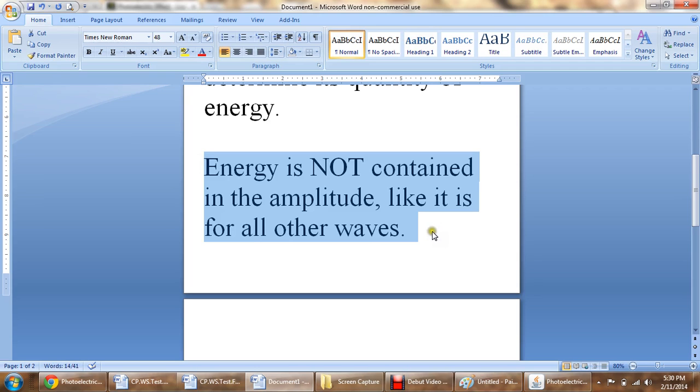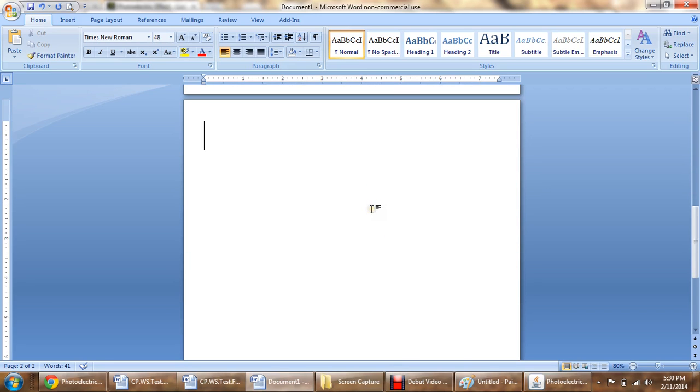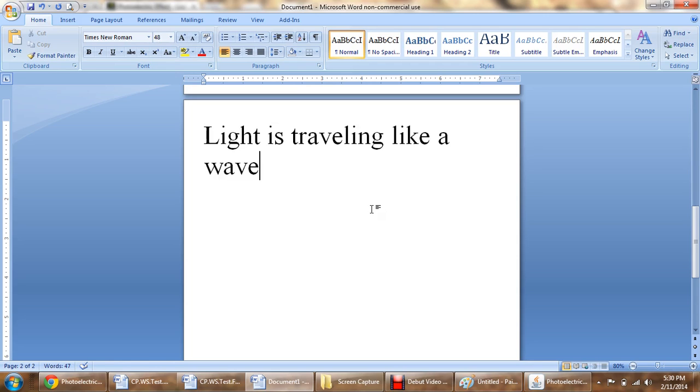The photoelectric effect is supporting the particle theory of light because the brightness of the light does not determine whether or not you will generate current. It's the color. So how does this all work? What it means is light is traveling like a wave. It experiences wave-like properties when it's in motion.